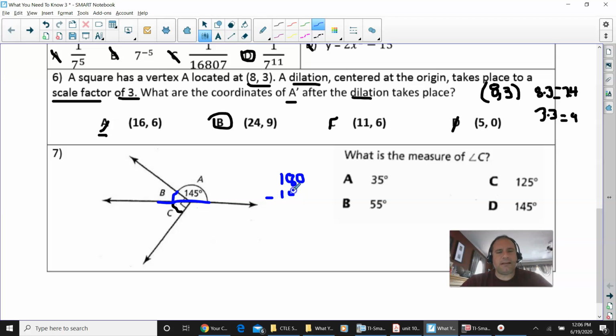So go ahead and do that in your calculator or on your fingers or in your head. 145, 155, 165, 175 is 30, and then 5 more is 35. Notice that they have 35 as A. That's the measure of B, but that is not the measure of C, so that's not the answer. So to get C, B and C added together would be 90. So 90 minus 35 would be the last part of what C is, that missing part.